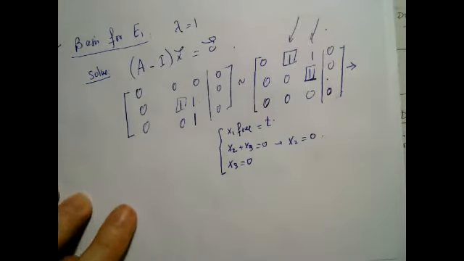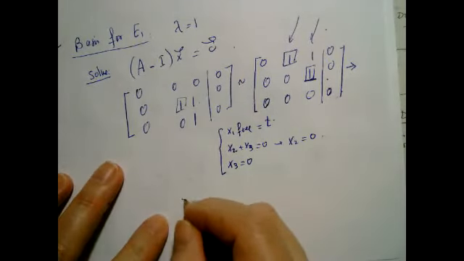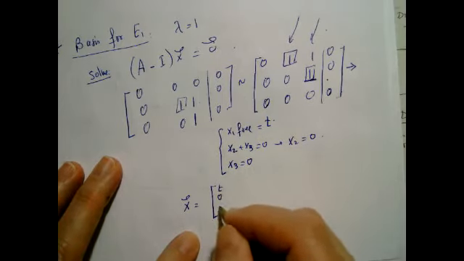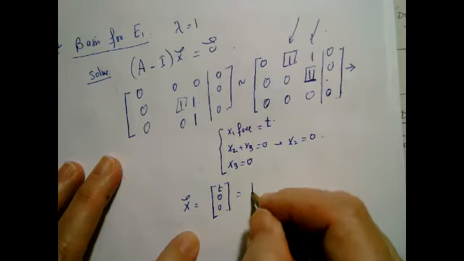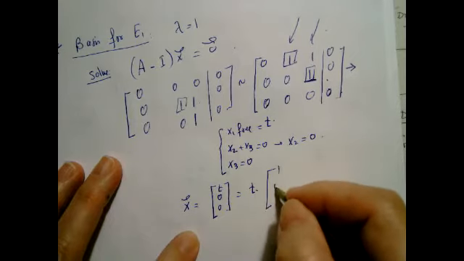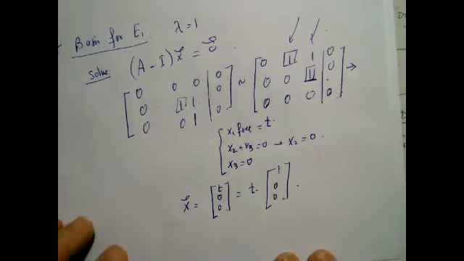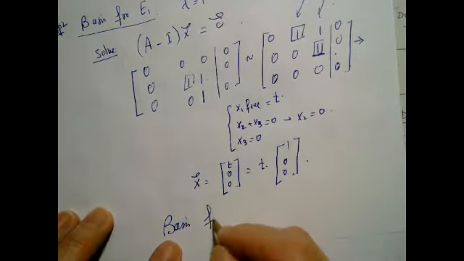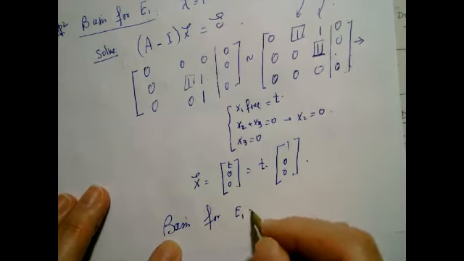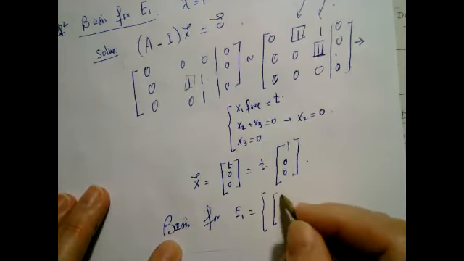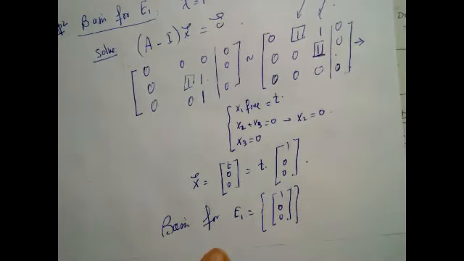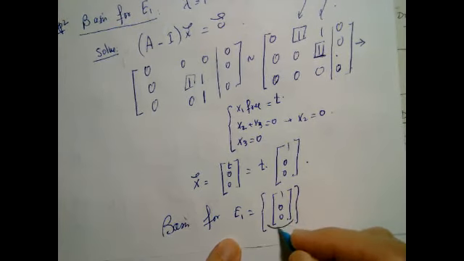So every eigenvector is going to be written as t, 0, 0, or the scalar t times 1, 0, 0. And so a basis for E1 is the vector 1, 0, 0. So I have one eigenvector so far. I have a lot of eigenvectors, but all of them are scalar multiples of 1, 0, 0.